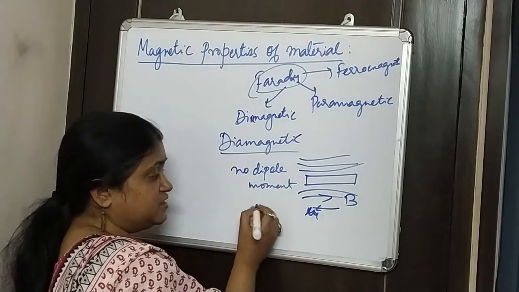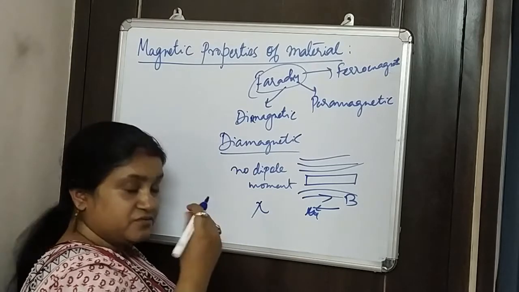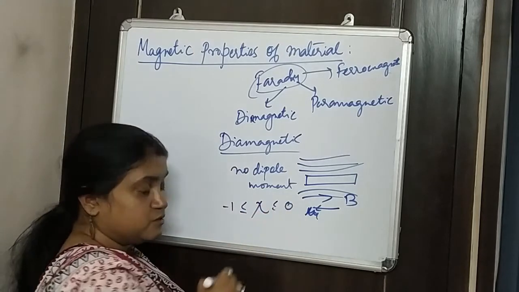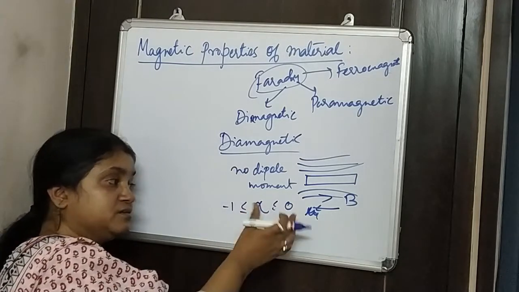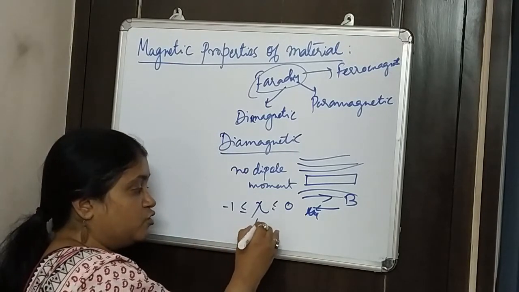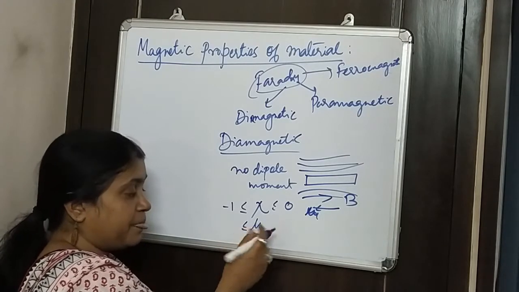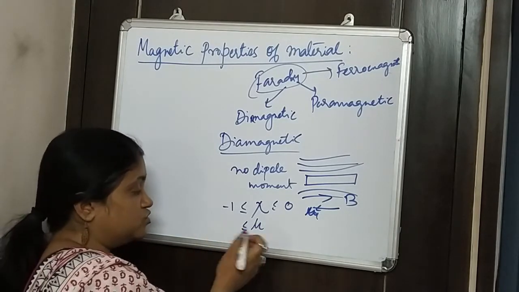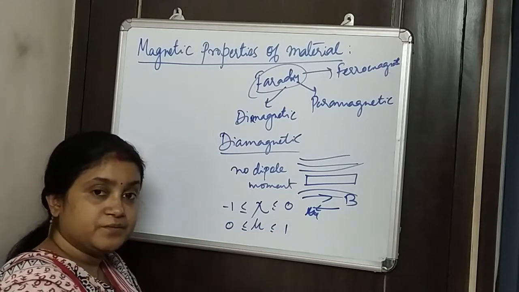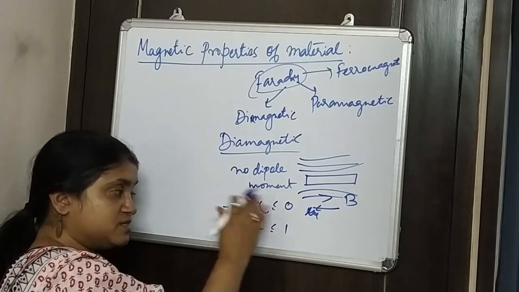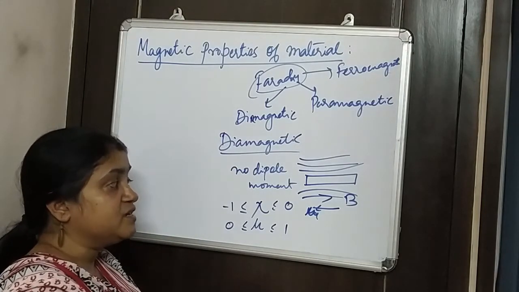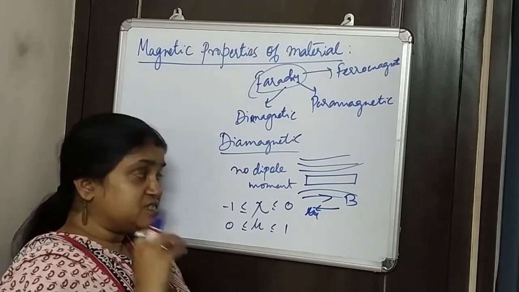The susceptibility is generally negative, very small negative. So we can just write that it varies from -1 to 0. Since the susceptibility for diamagnetic material varies from -1 to 0, we can say that mu would vary from 0 to 1, right?